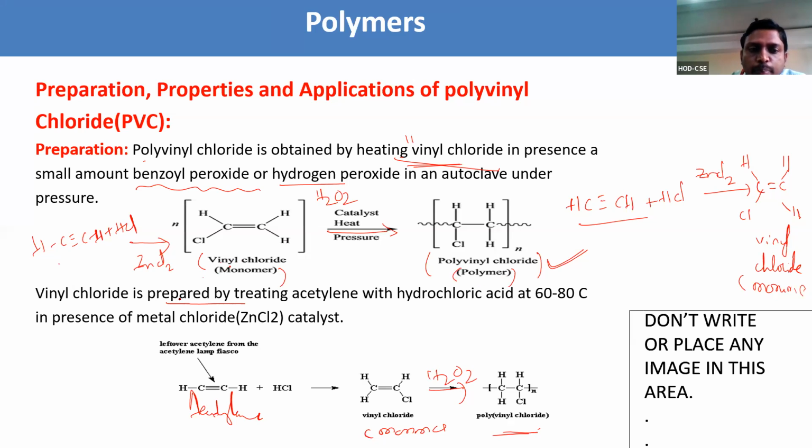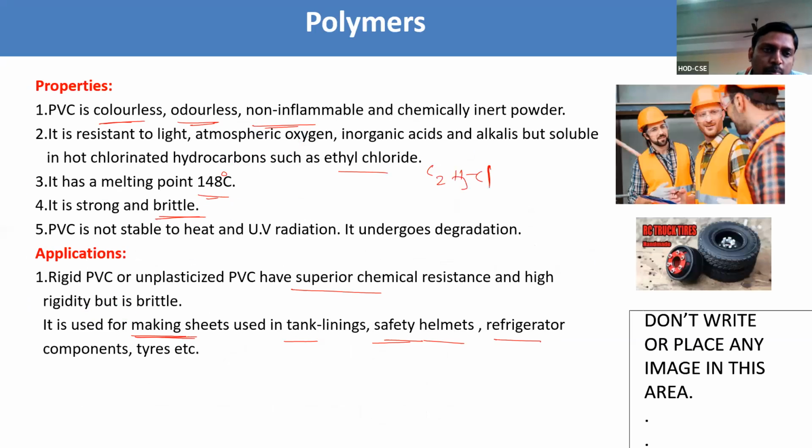The monomer vinyl chloride is prepared by treating acetylene with hydrochloric acid at 60 to 80 degrees in the presence of a metal chloride, zinc chloride, as a catalyst. Zinc chloride as a catalyst produces vinyl chloride. Vinyl chloride in the presence of H2O2 gives polyvinyl chloride, which is used as a polymer.